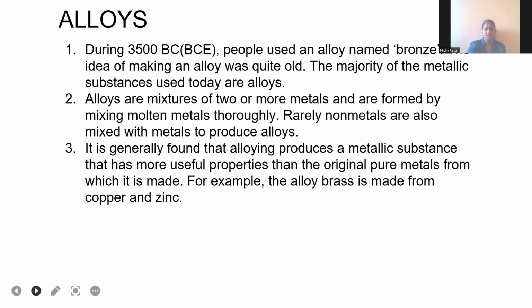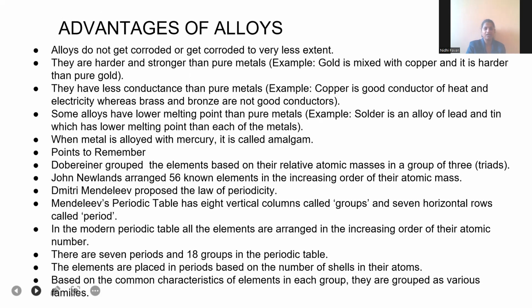So what is an alloy actually? It is a mixture of two or more metals, or a metal and a non-metal. Rarely, non-metals are also mixed with metals to produce alloys. It is generally found that alloying produces a metallic substance that has more useful properties compared to the original metal. For example, the alloy brass is made up of copper and zinc. Brass, bronze, nichrome, which we learned in electricity. So these all are alloys, guys.